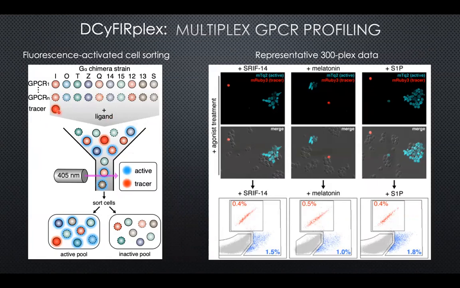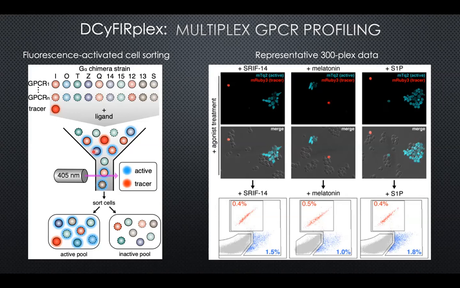We then add a red tracer, which is a yeast strain that is just expressing red fluorescent protein. And the reason we add that red tracer is that we then go to the cell sorter and we use that red tracer to count sorting events between experiments, and we always collect the same number of cells.